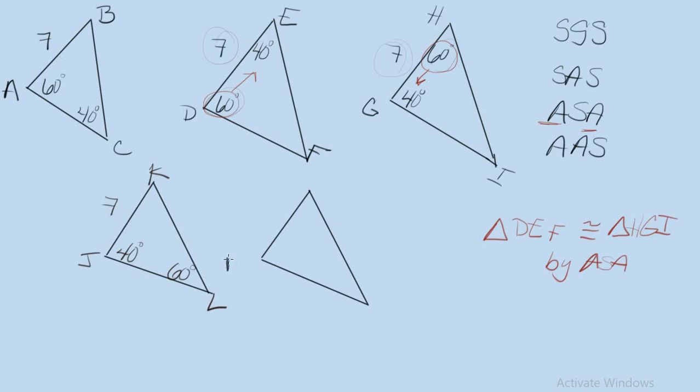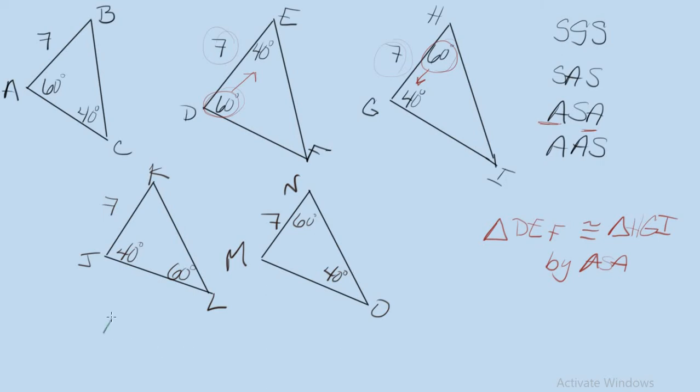So let's look at the last one I have drawn over here. MNO. We're going to call that 7. This is 60 and this is 40. Now, if you look at our first triangle ABC, and we look at this guy here, we have the side that's 7 right next to the angle that's 60. Same thing as right here. So let's take a peek over here.